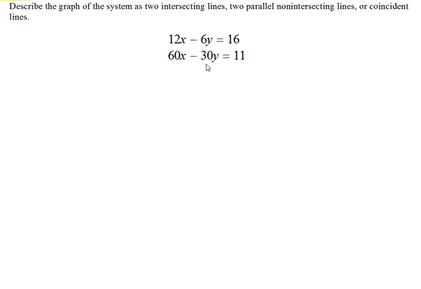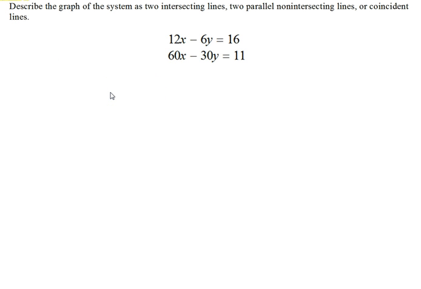Ideally, what I'm seeing is that I want this negative 6 right here to be a positive 30. I want this to be a positive 30 because if this is a positive 30, then when I add these two equations together, the y's will cancel out. Or you could look at it and say, I want this 12 to be a negative 60, depending upon which variable you want to go away. But for me, it's easier to see that negative 6 times negative 5 will give me a positive 30, and then the y's will cancel out.